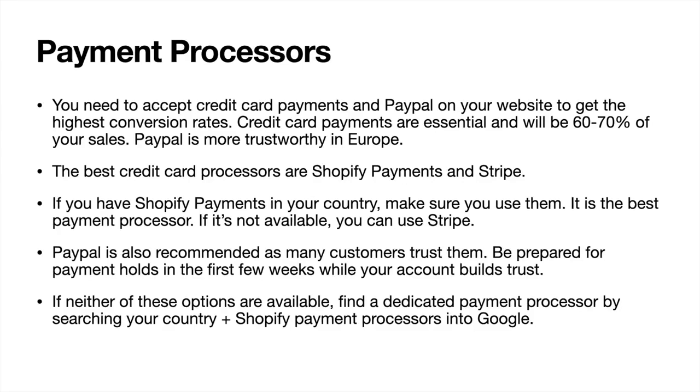Payment processors. Now, you need to accept credit card payments and PayPal on your website to get the highest conversion rates. There's no Bitcoin, there's no Cash App. People have to pay with their credit card or with PayPal. Credit card payments are absolutely essential and they will be 60 to 70% of your sales. If you're in Europe, more people may use PayPal. So having both credit cards and PayPal will definitely help you get the highest conversion rates.